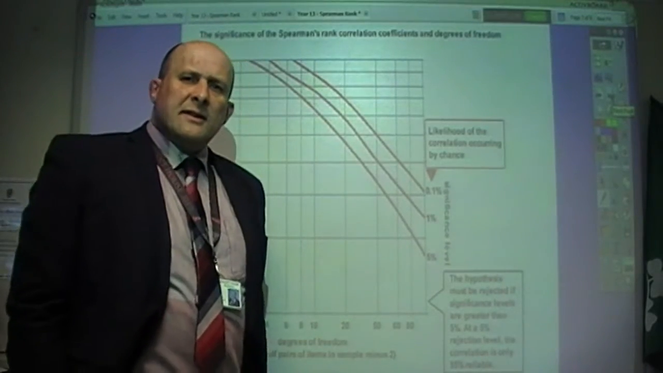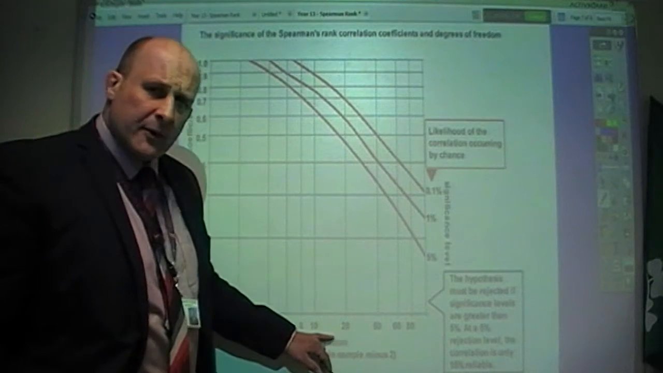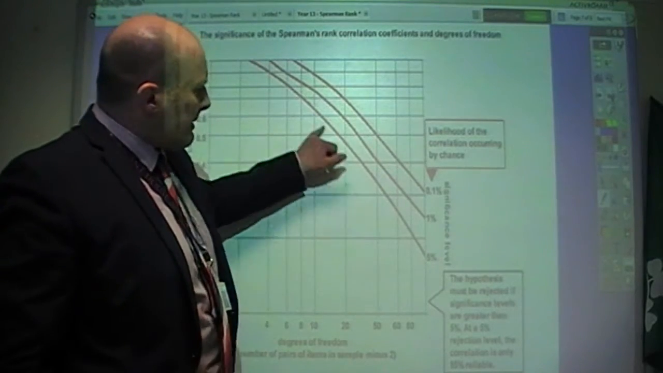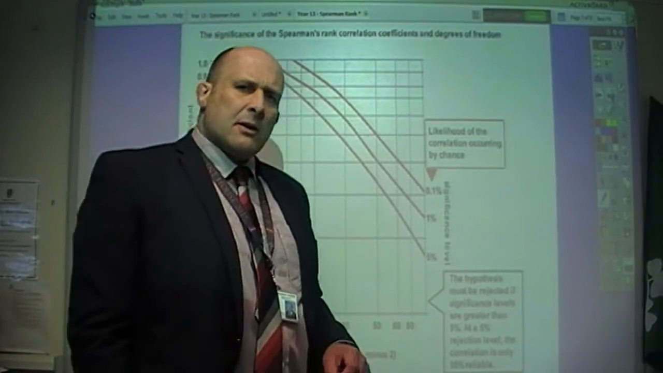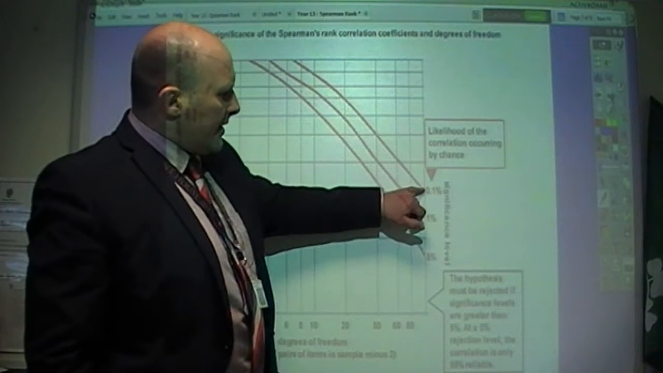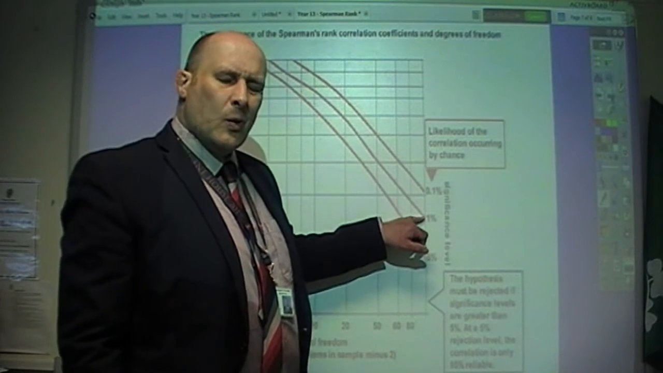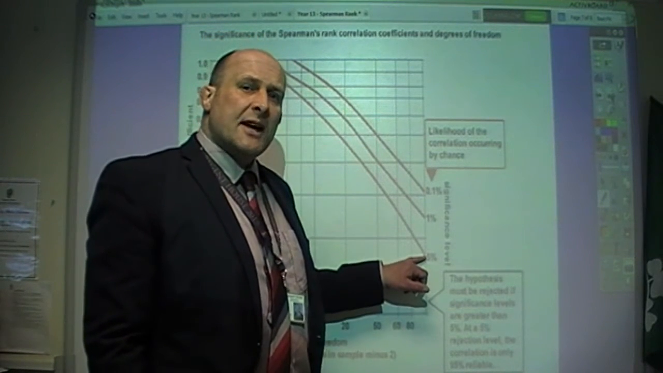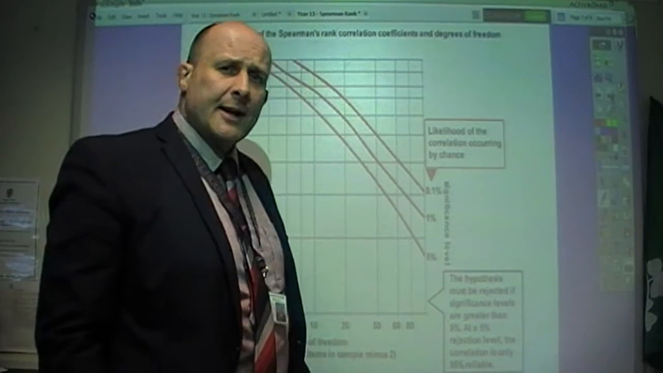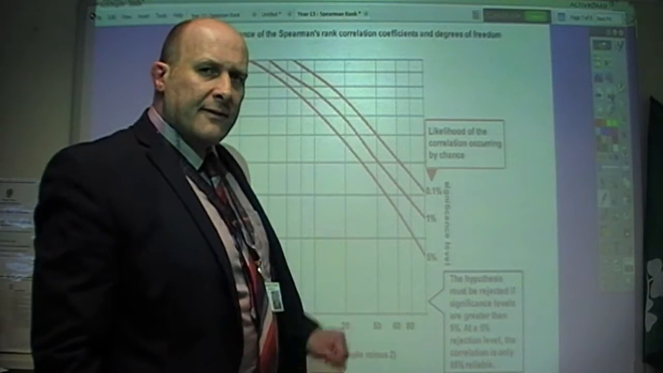So here we have a typical standard significance chart. You can see we have our degrees of freedom along the bottom. We have our Spearman rank correlation coefficient up the side. We can also see these three red lines. These red lines show the likelihood that this did not happen by chance. Here we have the 0.1% showing us that 0.1% of the time it happened by chance, 1% it happened by chance, and 5% it happened by chance. Statistically, if any of our figures plotted fall below the 5% line, there is no statistical significance. So everything that we plot must be above the 5% line.